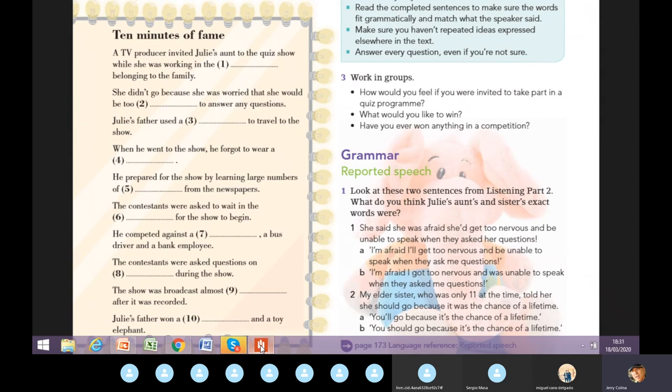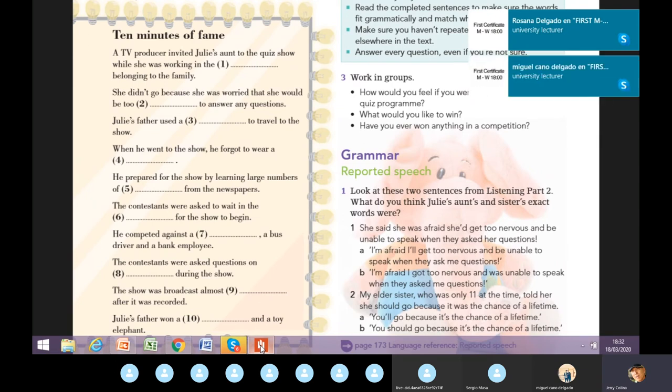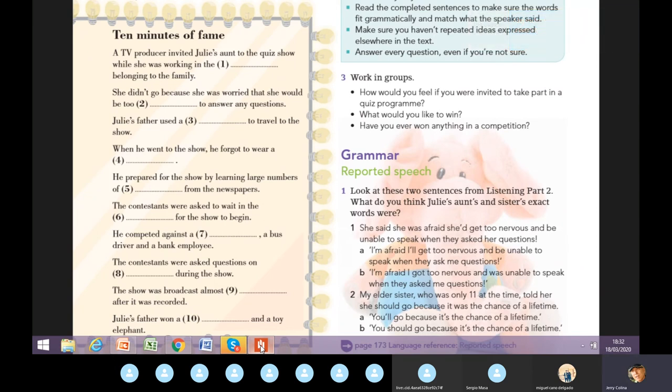He competed against a bus driver and a bank employee. Number seven. University lecturer for Rosie, university lecturer for Mike. Alex coincides with that answer. He coincides with the rest. So the answer is university lecturer. Lecturer, conferencista. Lecture, conferencia. Lecturer, conferencista universitario.